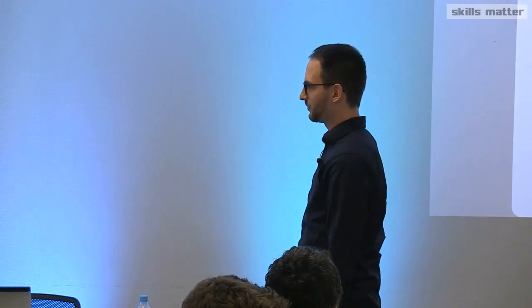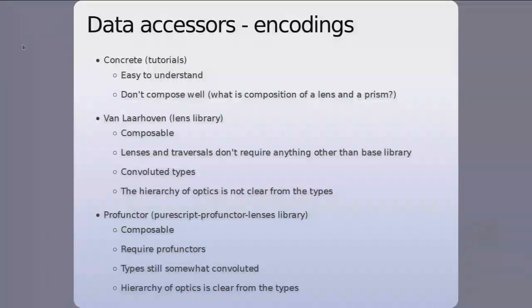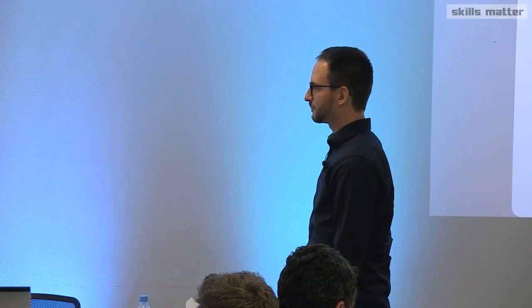There are multiple encodings of these. There is a concrete encoding, which is usually found in tutorials. Basically, any optic is encoded as a pair of functions usually, and the encoding is easy to understand. That's why it's usually included in tutorials. But the problem with concrete encodings is that they don't compose well.